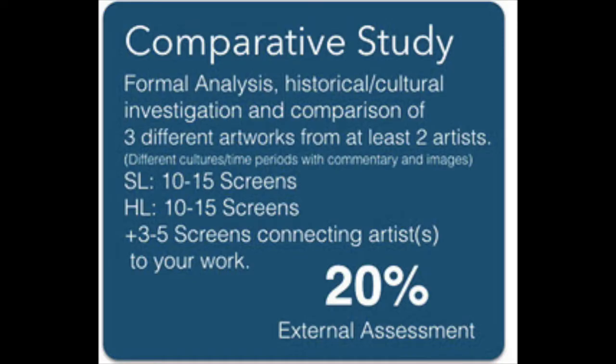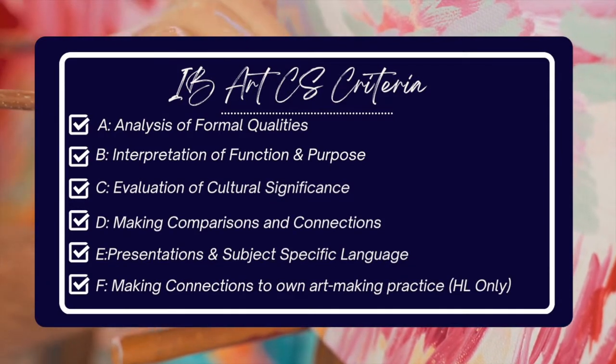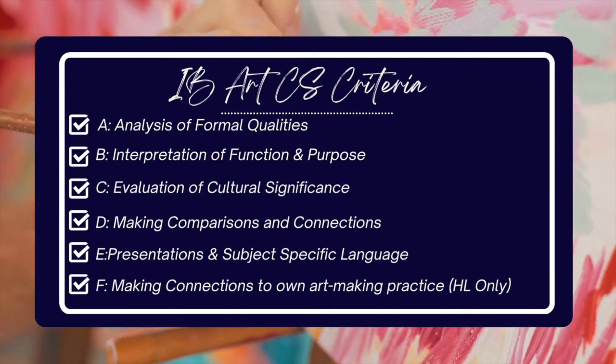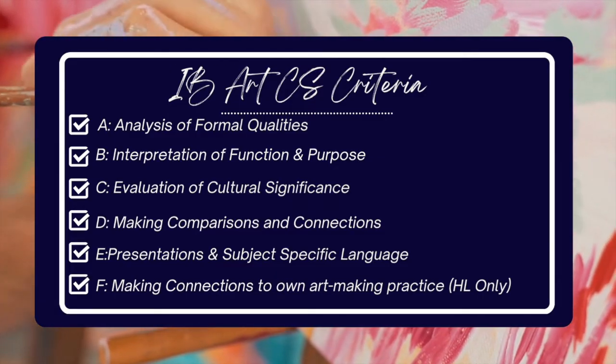The main difference between standard level and higher level is that higher level will have one extra criteria to deal with. Standard level has 10 to 15 slides to create their presentation, and higher level has 10 to 15 slides as well, plus 3 to 5 slides for criteria F. You have different assessment criteria for each of the components for IB Visual Arts, and they are criteria A, B, C, D, E, and if you're doing higher level, there's criteria F. And if you wait till after criteria F, I have a little bonus on how to build critical analysis.